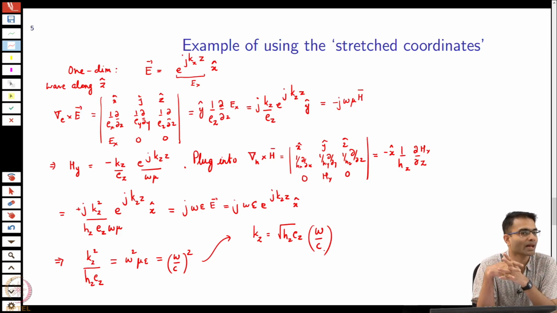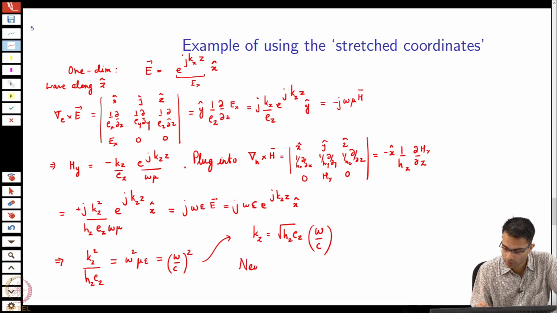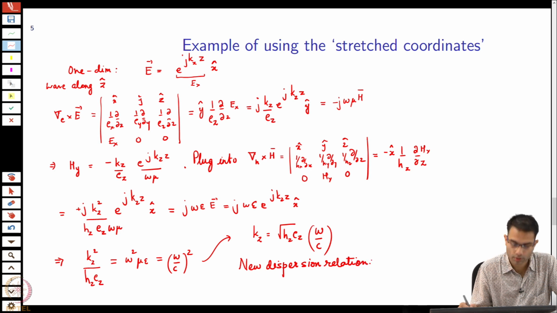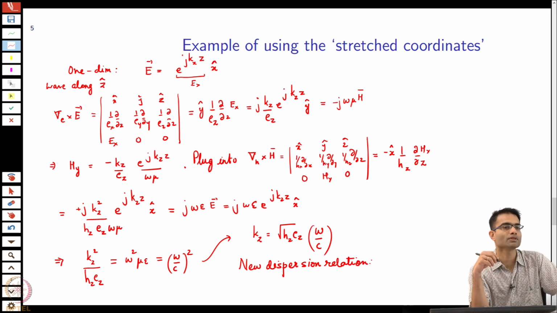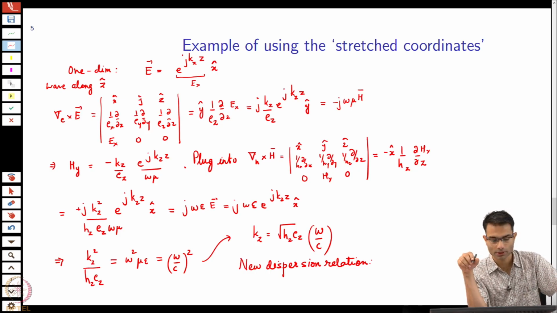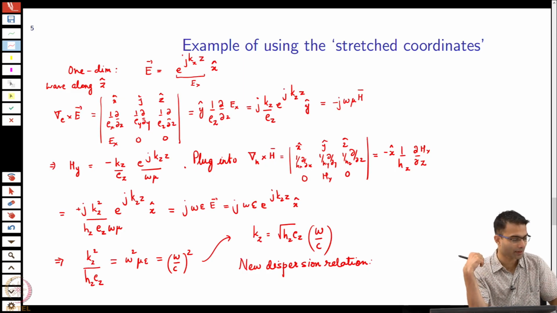So, what has effectively happened? I have got a new dispersion relation, let us just say that, right. The relation between wave vector and frequency is now altered by some factor, right. So, you can say that this has no relevance to physical reality, because in physical reality Ex, Ey, Ez are all 1, right. At least what we can say is that what we have derived is consistent, right.